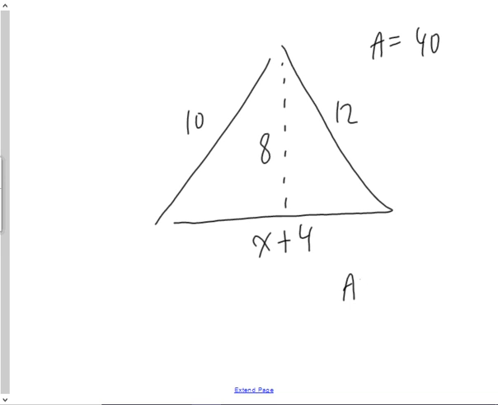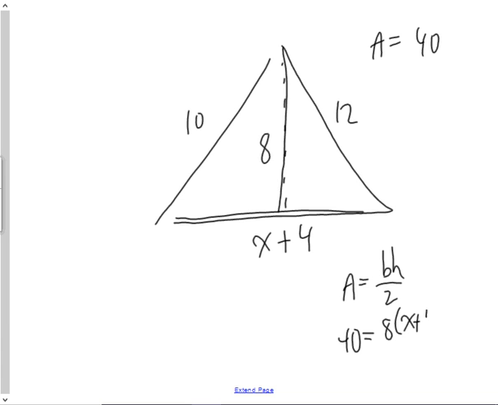So for this one, we have area equals base times height divided by 2. Since we know all of the variables, we're going to substitute them in. So the area we already said was 40, so we're going to substitute that for area. The base and the height. Since it doesn't matter which one you choose to be the base, instead of doing x plus 4 times 8, I'm going to do 8 times x plus 4 divided by 2. So the next thing we do is substitute our information.